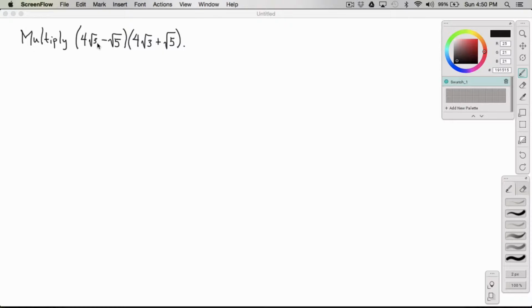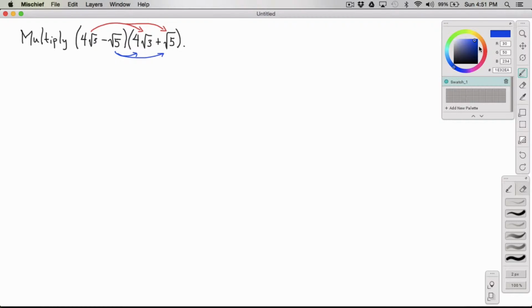Now, when we multiply, we're going to distribute. The first thing we're going to do is distribute 4 times the square root of 3 to 4 times the square root of 3, and then we're going to distribute it times the square root of 5. Then we're going to come over here and repeat the process: negative square root of 5 times 4 square root of 3 and negative square root of 5 times square root of 5. Alright, here we go.